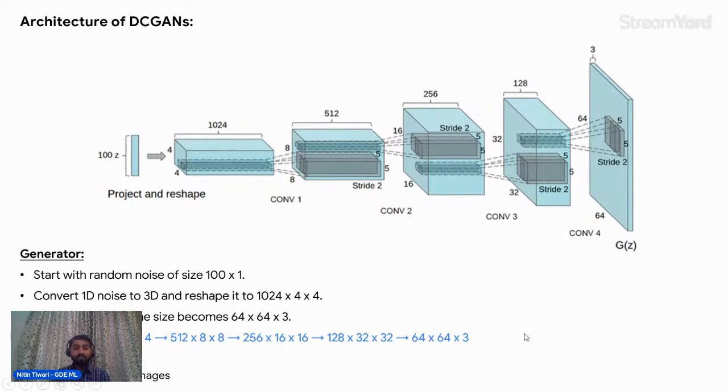So why only these numbers? It could have been something else as well, right? These numbers have been taken from the original paper, from the original implementation of DCGANs. For that reason, I have just taken this as an example.